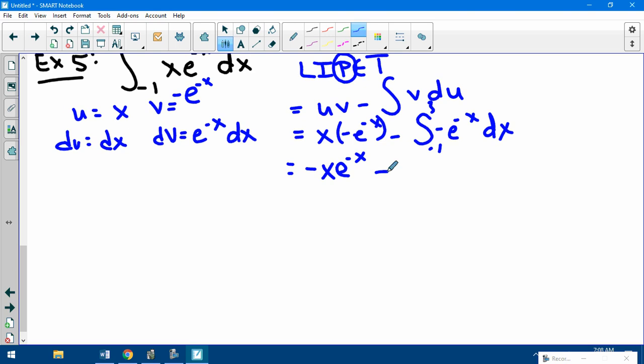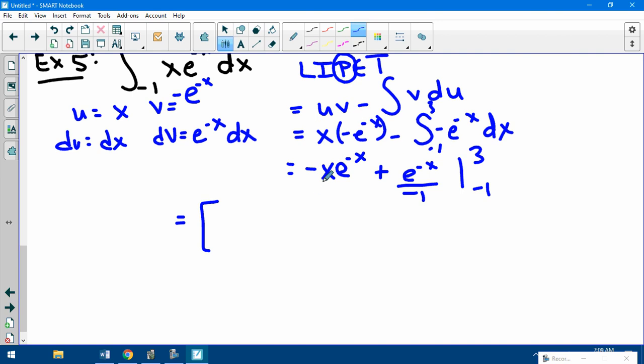Minus, I'm actually going to make that a plus because I could take this negative out front. And then the integral of e to the negative x, again, is going to be e to the negative x divided by -1. All evaluated from -1 to 3. So again, when I say all evaluated, I mean this part out front as well.